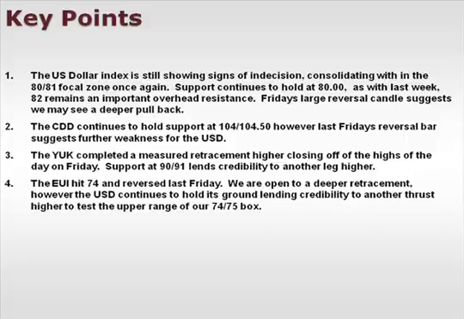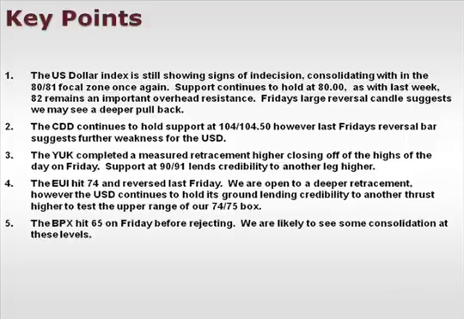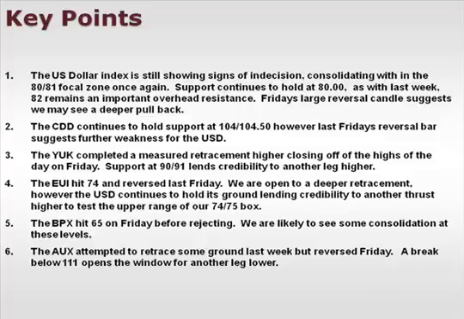However, the U.S. dollar continues to hold its ground, lending credibility to another thrust higher to test the upper range of our 74-75 box. The BPX hit 65 on Friday before rejecting. We are likely to see some consolidation at these levels. Finally, the AUX attempted to retrace some ground last week but reversed on Friday. A break below 111 opens the window for another leg lower.